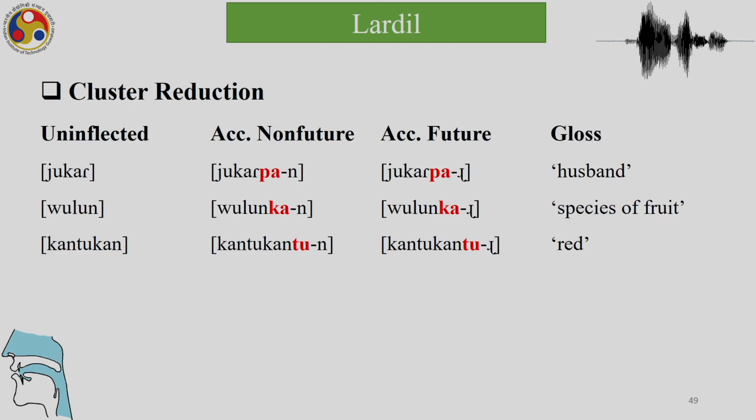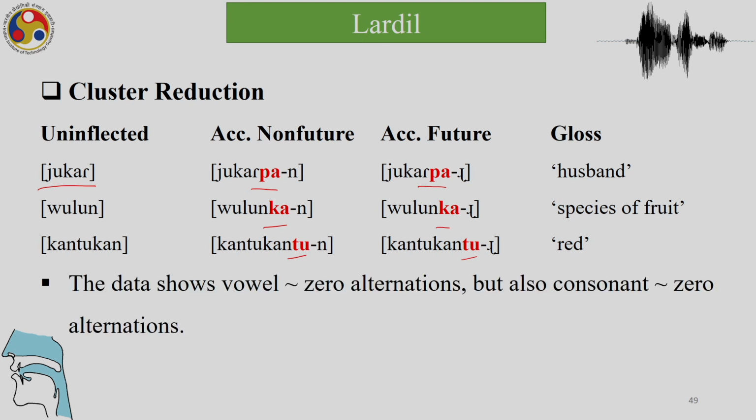So continuing with Lardil, there's more data in Lardil which can be discussed. So we have again the uninflected forms with final consonant, and then we have the accusative non-future with pa, ka, tu, and ka, pa, tu as one of the extensions of yukar, vikar pan, ulungkan, kantu, kantun, yukar par, and wulungkar and kantu, kantur. Okay. The data shows vowel zero alternations, but also consonant zero alternations.